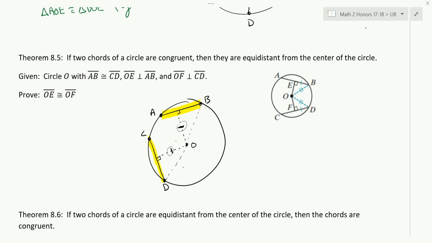Why would they be congruent? We know that this radius is the same as the radius here. The distance from D to O is the same as the distance from B to O. Definition of a circle. What else do we know?